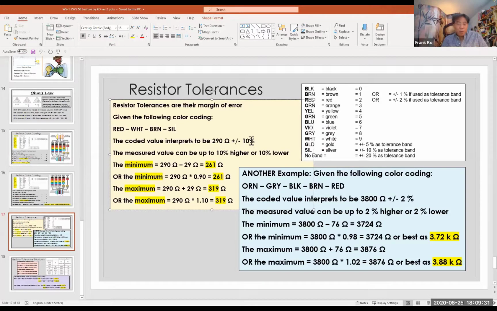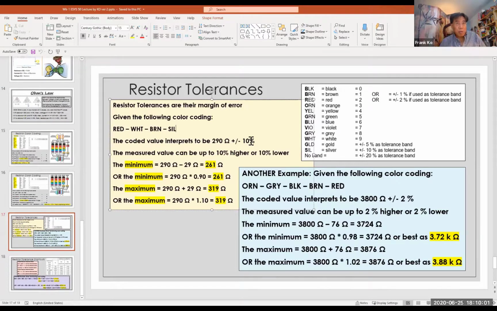The measured value, and a number of you started to make measurements very nicely on the circuit builds that you've turned in so far, very nice. The measurement won't be exactly 290 ohms in many cases. There's going to be some percent of error, some number of ohms off of the coded value. So how do we calculate how low it can be, which is the minimum? How can we calculate how high it can be, which is the maximum?